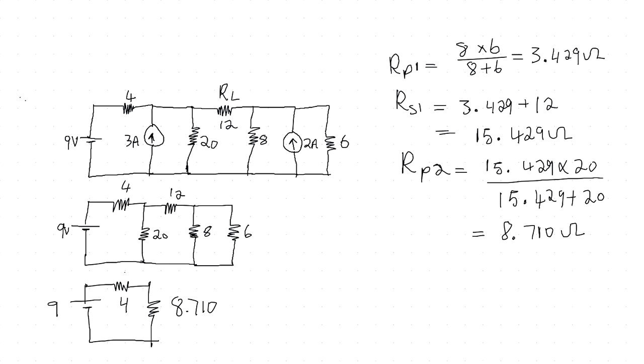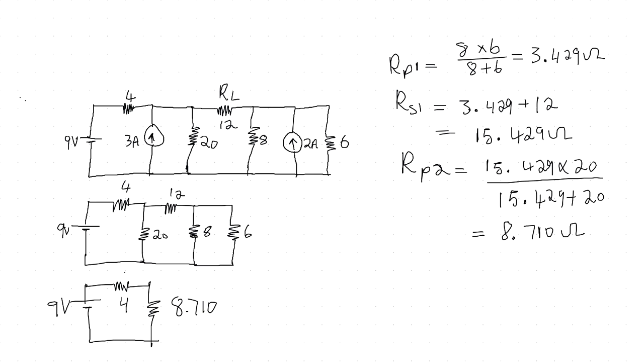So after calculating RP2, we will be left with this circuit: 4 ohm and 8.70 connected in series, and then 9 volts is the supply. Remember, we're looking for the current through RA, which is the 12 ohm. So from here, I want the current through 8.70 because it has my RA, the combination of my RA. That's why I'm looking for the current through it. So I'm going to use normal Ohm's law.